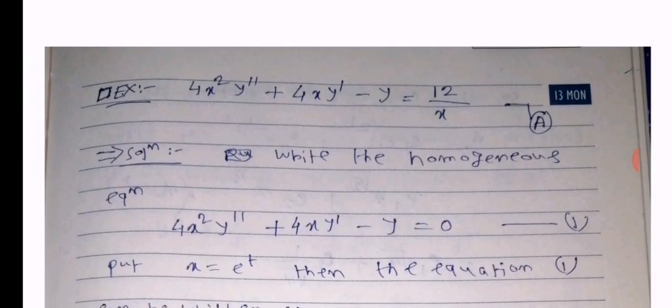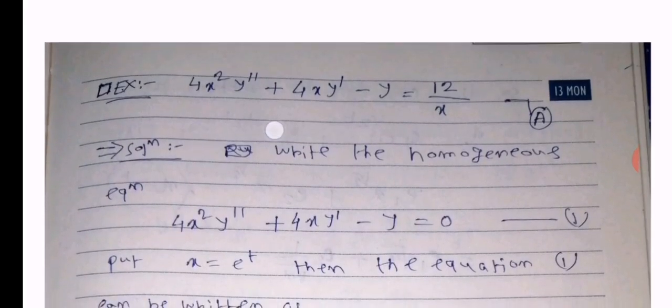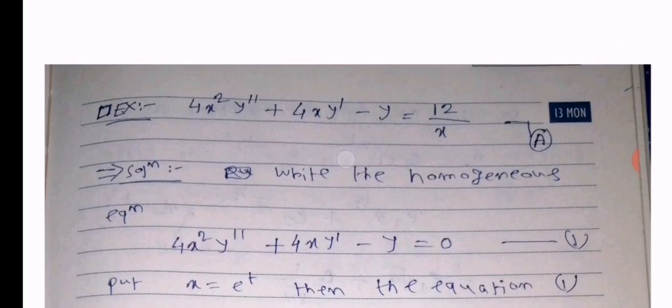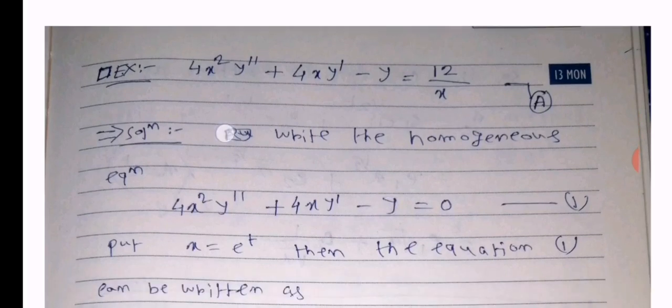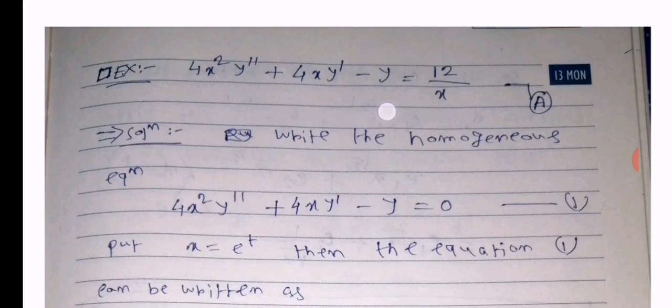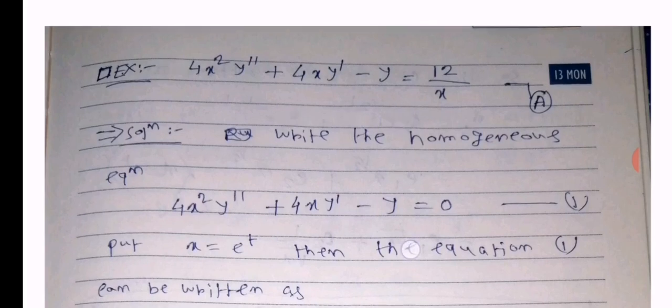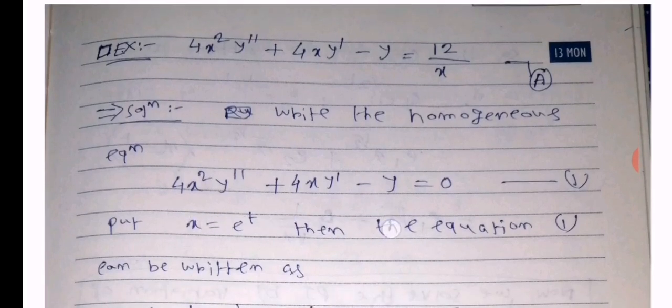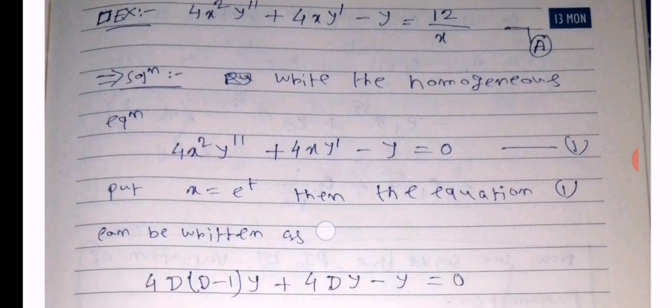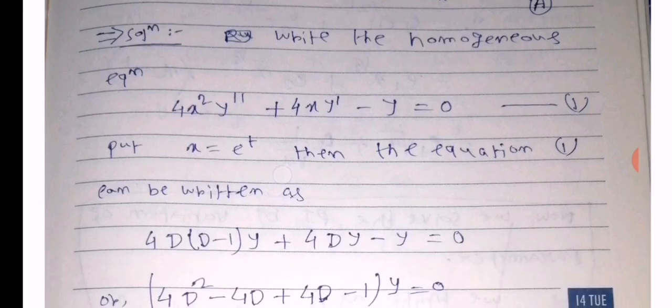So we will consider this example: 4x square y double dash plus 4xy dash minus y equal to 12 by x. So what do we substitute? We will first consider the homogeneous equation for finding the CF, complementary function. So this is the homogeneous equation. So substitute here x equal to e to the power t.